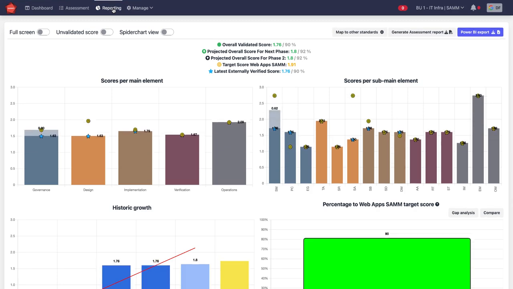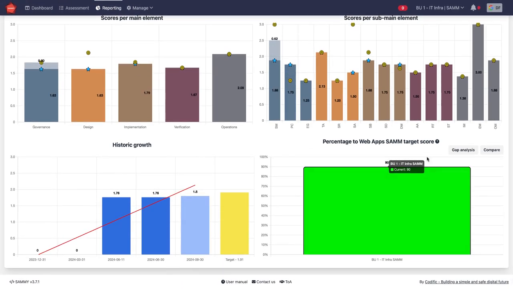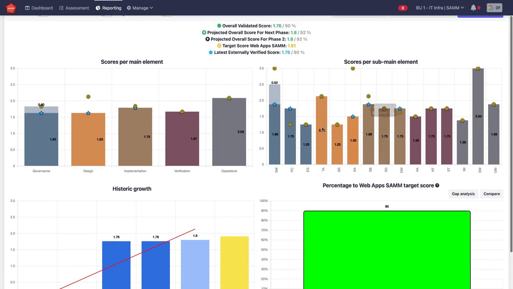reporting and we will see here at the bottom right, we will see how far my team I'm looking at now, which is business unit one, IT infrastructure, is doing regarding their target score. So you can visualize this above here. What we are talking about is the gaps. We have a gap here, we have a gap here, so there, and a smaller one here.